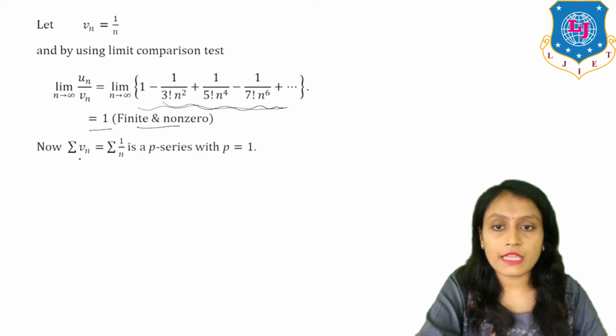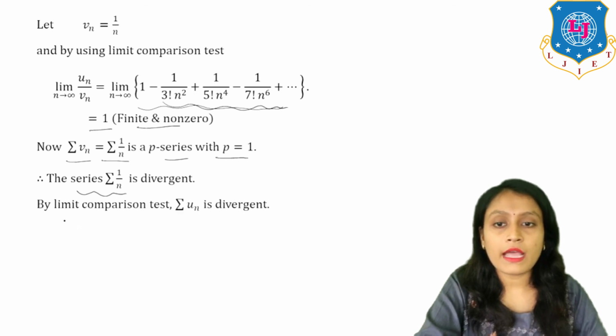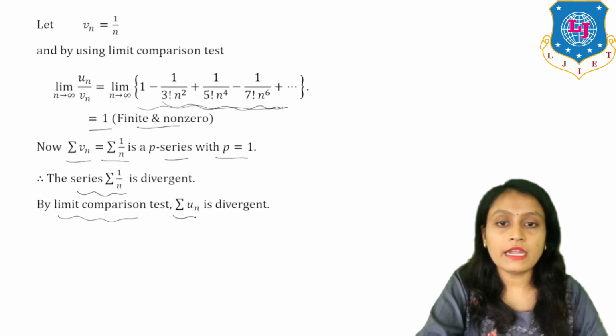So we will check Vn. Series Vn, that is series 1 upon n, is a P series with P is equal to 1. So by P series test, we can say that this series 1 upon n is divergent. And by limit comparison test we can say that this series un is divergent.